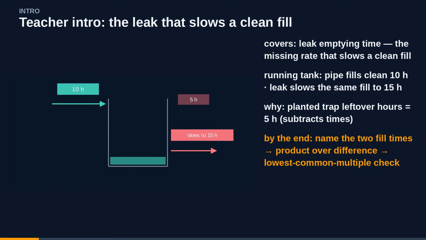By the end, you will name the clean fill time and the fill time with the leak. Write the leak's emptying time as the product of those hours over their difference, and catch the trap that subtracts times instead of rates.